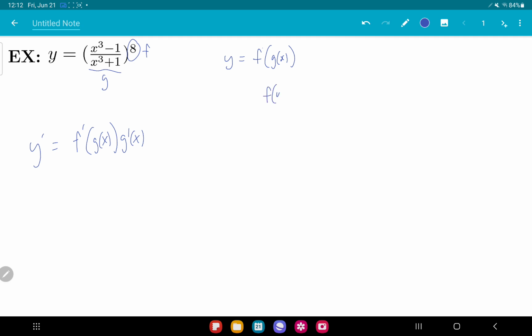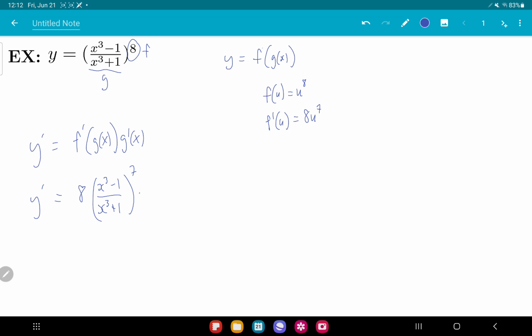What is f? F of u is u to the power of 8. I think g is straightforward. So what do we get here? Y prime will be 8 times the g, now to the power of 7. Okay, because f prime of u here is 8 u to the 7.